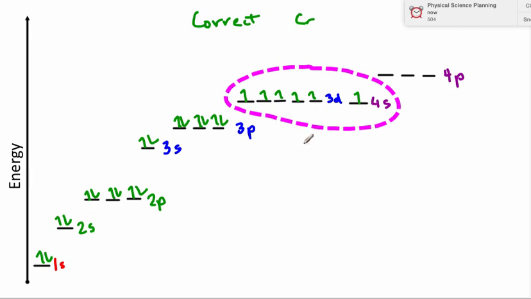Those are two examples. You'll notice that anything that's in the same group as chromium and copper will exhibit very similar patterns of what you might consider to be called exceptions. But in reality, they're not. It all has to do with creating a most stable, energetic configuration.